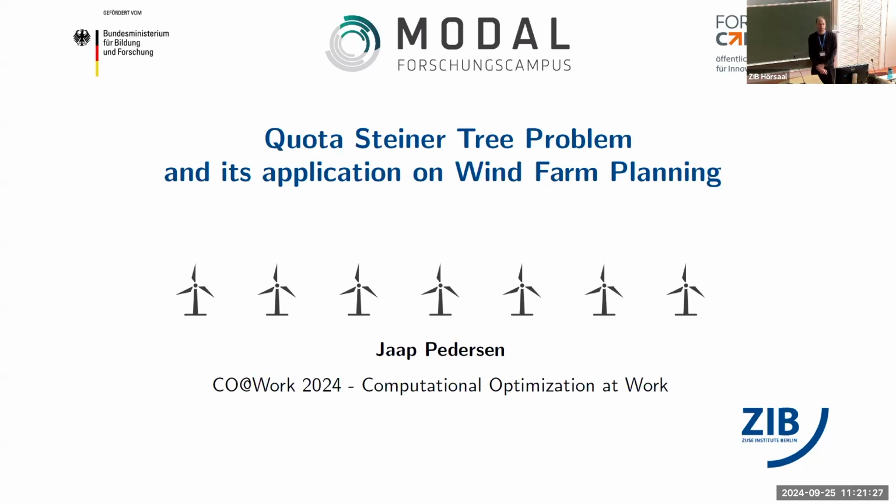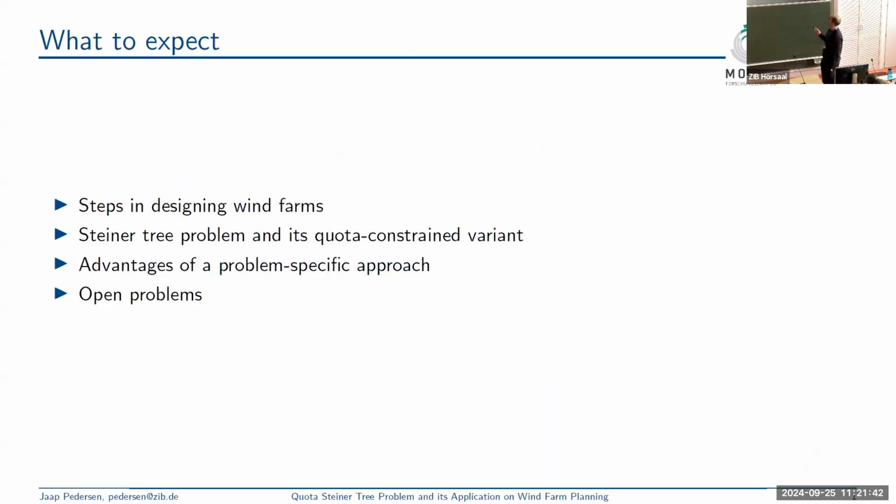In the first session today, we had two talks about modeling and optimizing the operation of energy networks. And I think the second block is more about designing new energy infrastructure. So what you could hopefully take away today is: what are the steps in designing wind farms? What is the Steiner tree problem and what is the quota constraint variant? What are the advantages of a specialized or problem-specific approach to these types of problems? And in the end, some outlook of open problems and what I am working on right now.